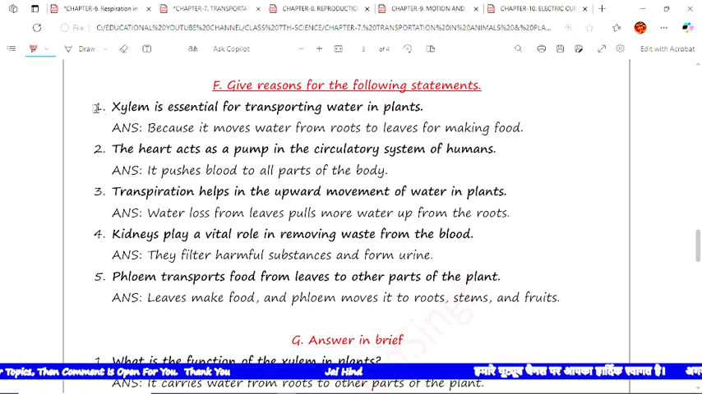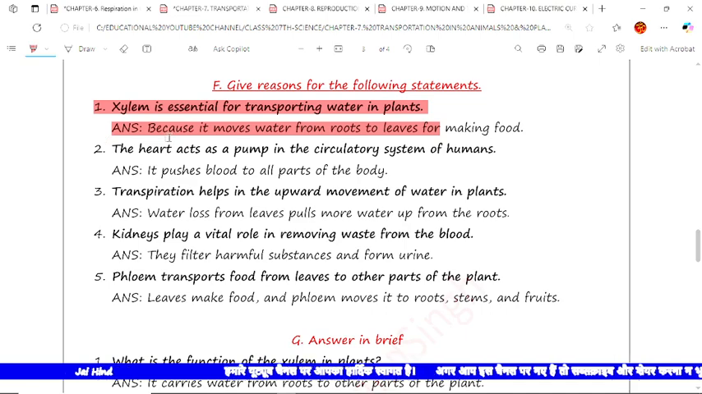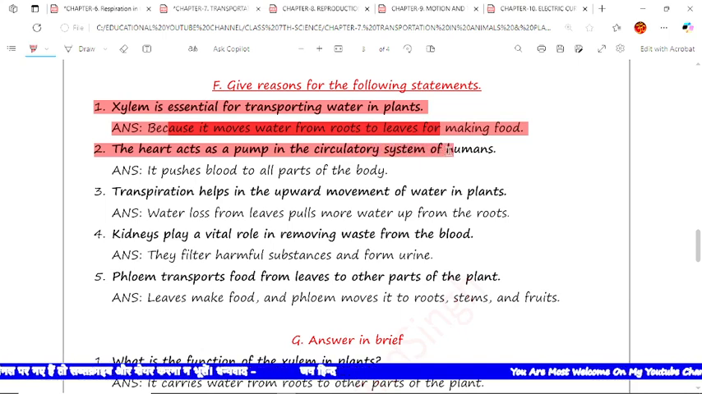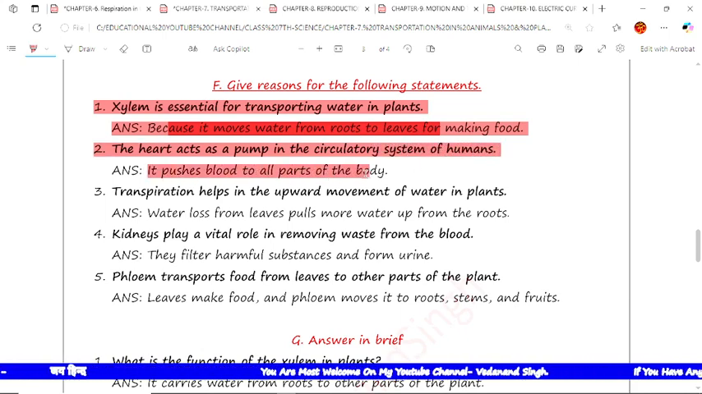The first statement is xylem is essential for transporting water in plant. The answer is because it moves water from the root to leaf for making food. Now the next statement is the heart acts as a pump in the circulatory system of humans. The answer is it pushes blood to all part of the body.